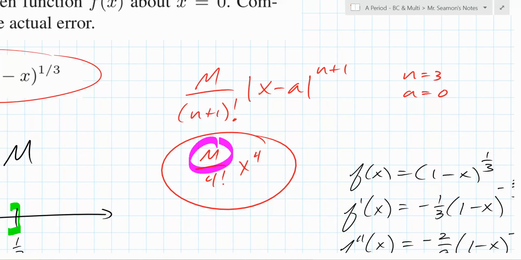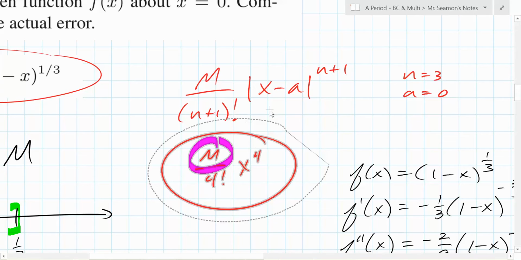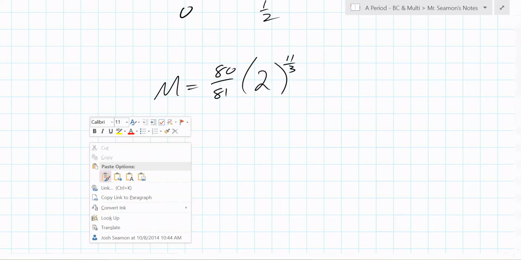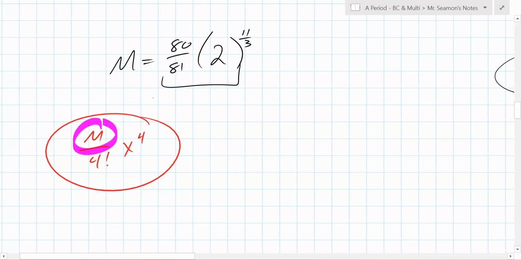Do you remember our original statement right here? We already had this, right? So we take this, and where do we plug it in? Yay, m goes right there. And what was x equal to? We said x was 0.5. That's what we needed to plug in. So what do we have here?